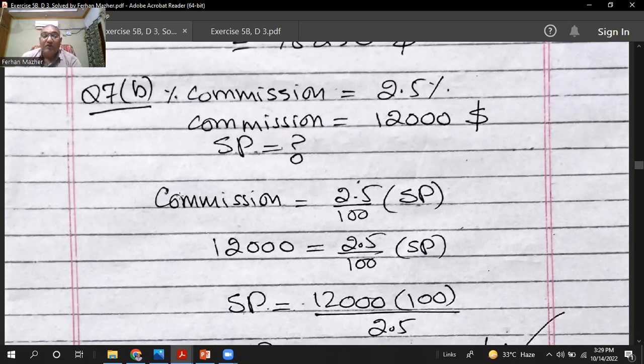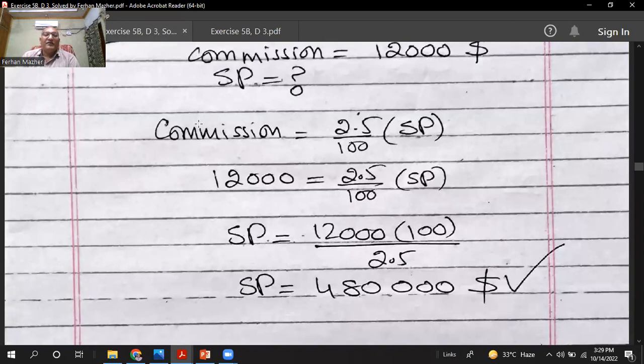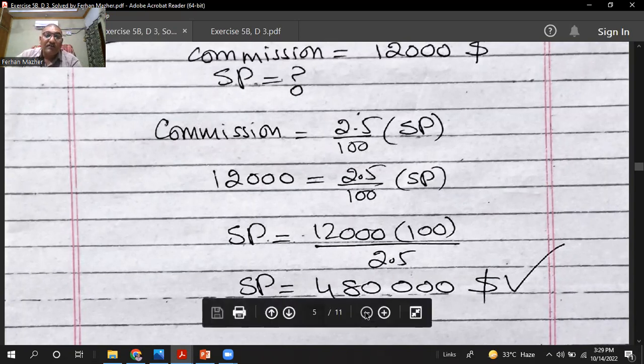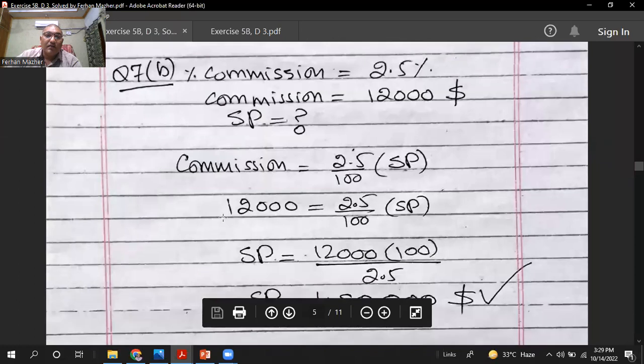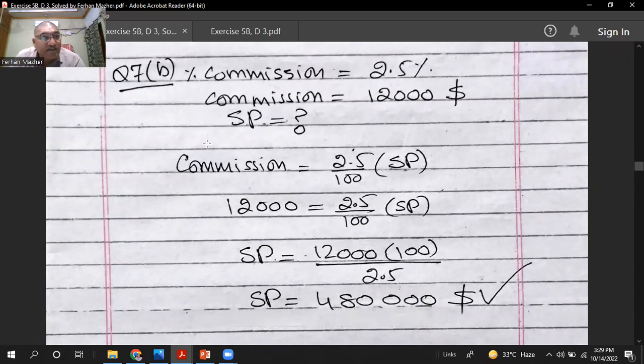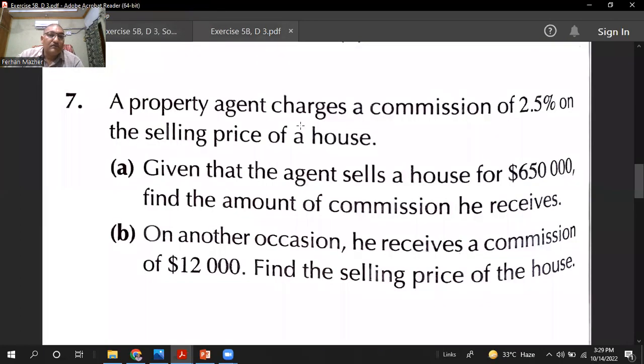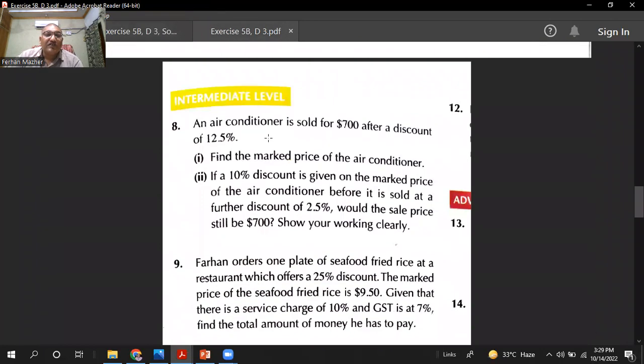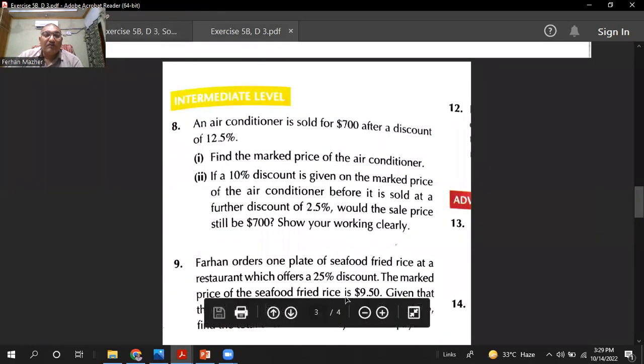So if you make this sale price alone, it will be 12,000 multiply 100 divided by 2.5. So if you do this, it will be $480,000. So the question number 7 B part is showing up on your screen. I have already checked the answers, compared them with the book. Okay, so we are done with the question number 7. So now we are going to the question number 8.